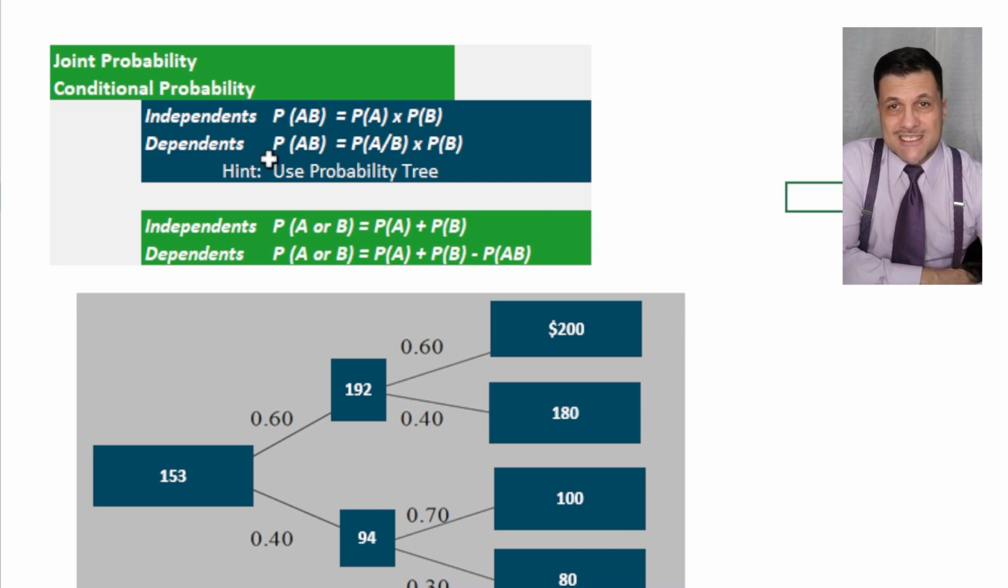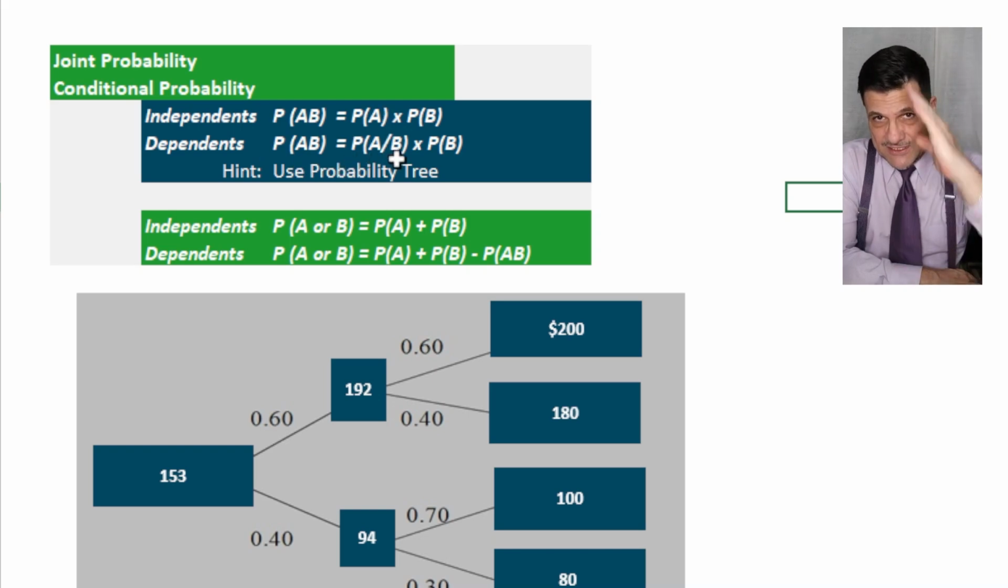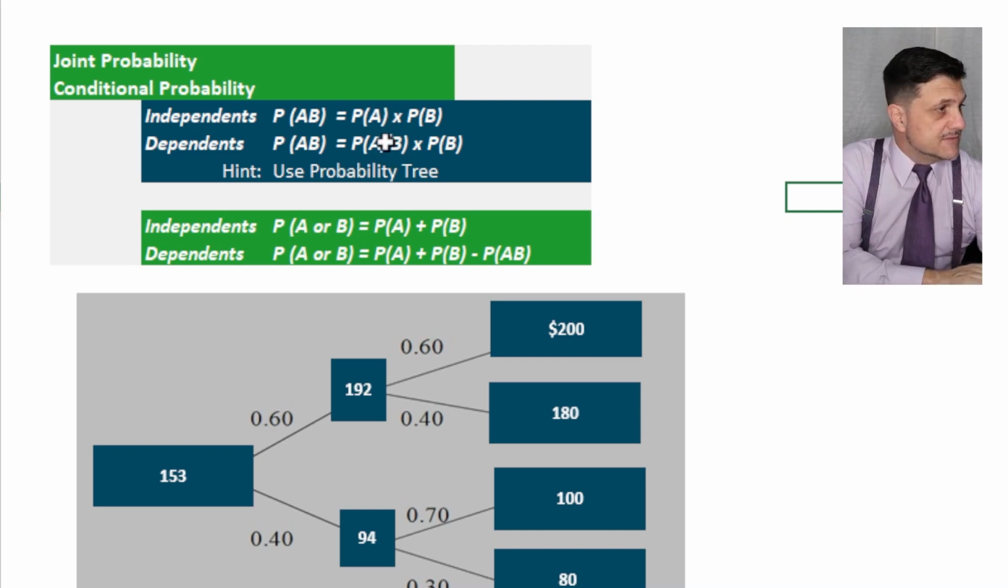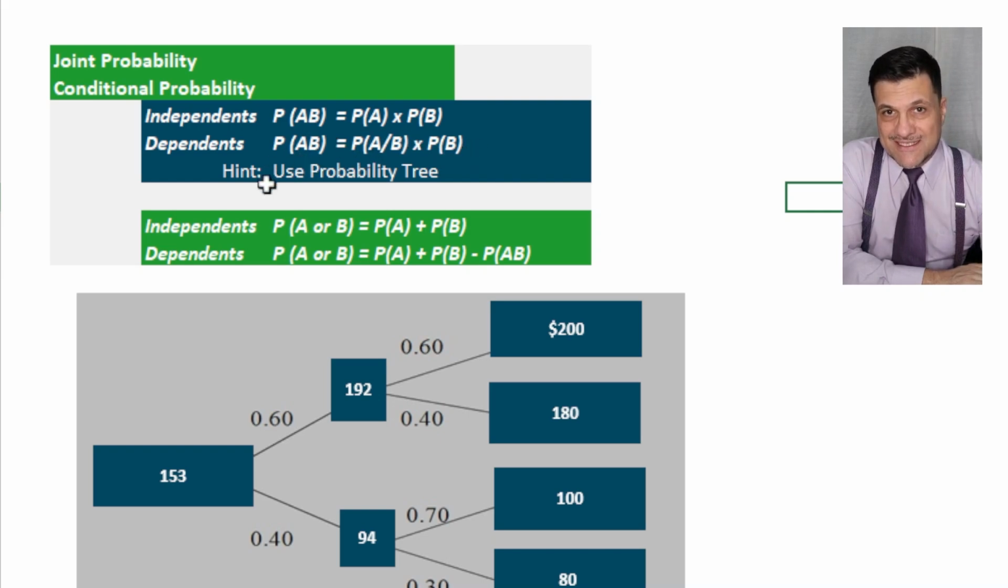Then the formula changes slightly and becomes the probability of A given B. That's what that slash means. It's supposed to be more vertical, but I could not find one on my keyboard, so I'm putting this one here. So A given B. It's not A divided by B. It's the probability of A given B times the probability of B. So the probability of both dependent events happening is influenced by the conditional probability. The one that has the given is a conditional probability.